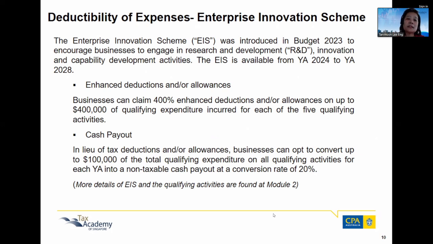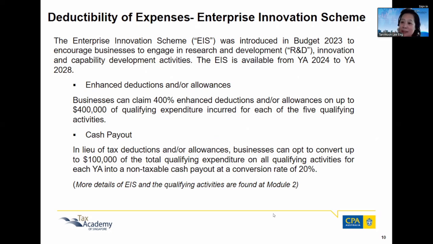Okay, deductibility of expenses. Another one is the Enterprise Innovation Scheme, EIS in short. This is effective from 2024. It's a topic that is not covered under examination, but it's good information for you all to know. So what is this EIS? EIS was introduced in Budget 2023. Basically it is to encourage businesses to engage in R&D, innovation, and other capability development activities.